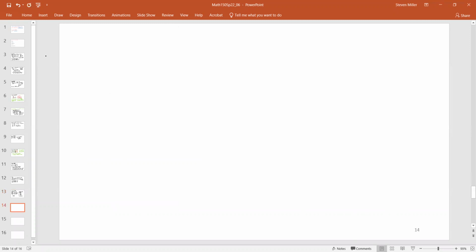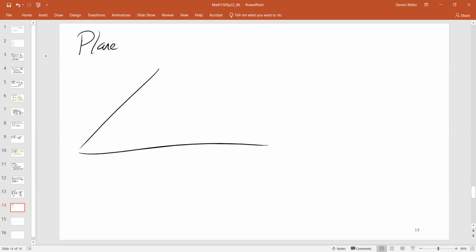Let's think about what's going on for a plane. So for a plane, here's my plane, and maybe here's some base point, and here's the origin down here. So here's the origin, here's my vector.